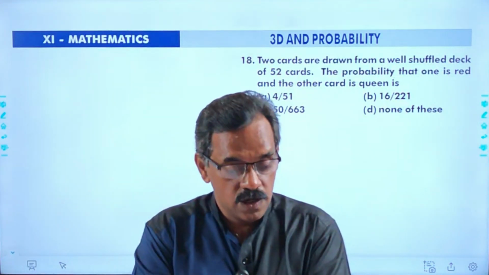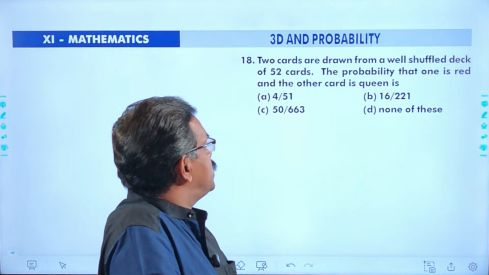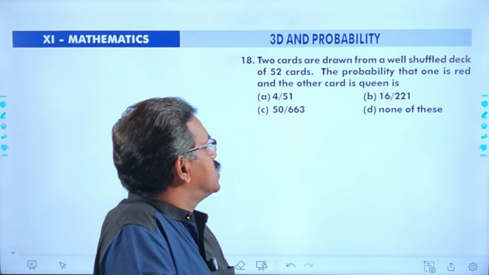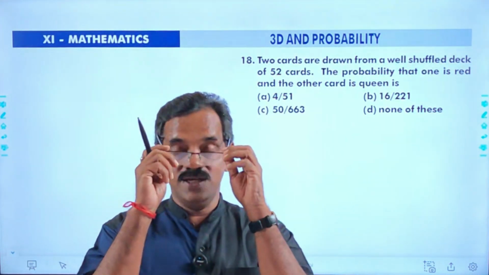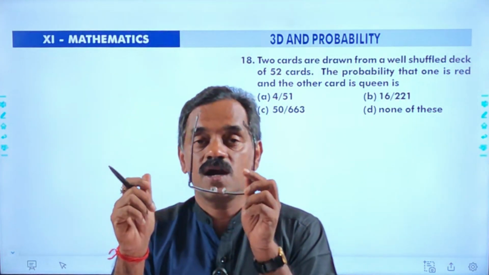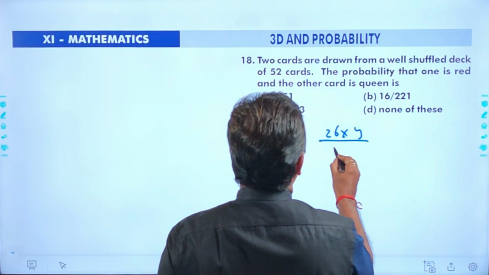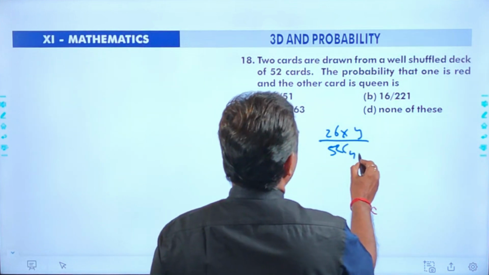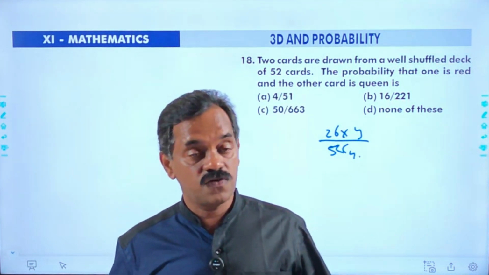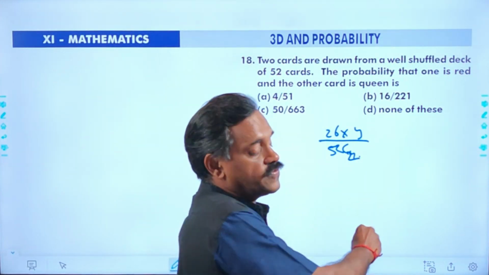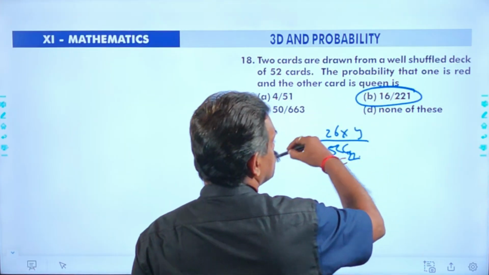Okay. Now, two cards are drawn from a well shuffled pack of cards. The probability that one is red and the other is queen. So you know that there are 26 red cards and 4 queens there. So 26 into 4, total is 52, by 52C2. When you evaluate 52C2, 52 into 51 by 1 into 2, you are getting the answer to be equal to 16 by 221.